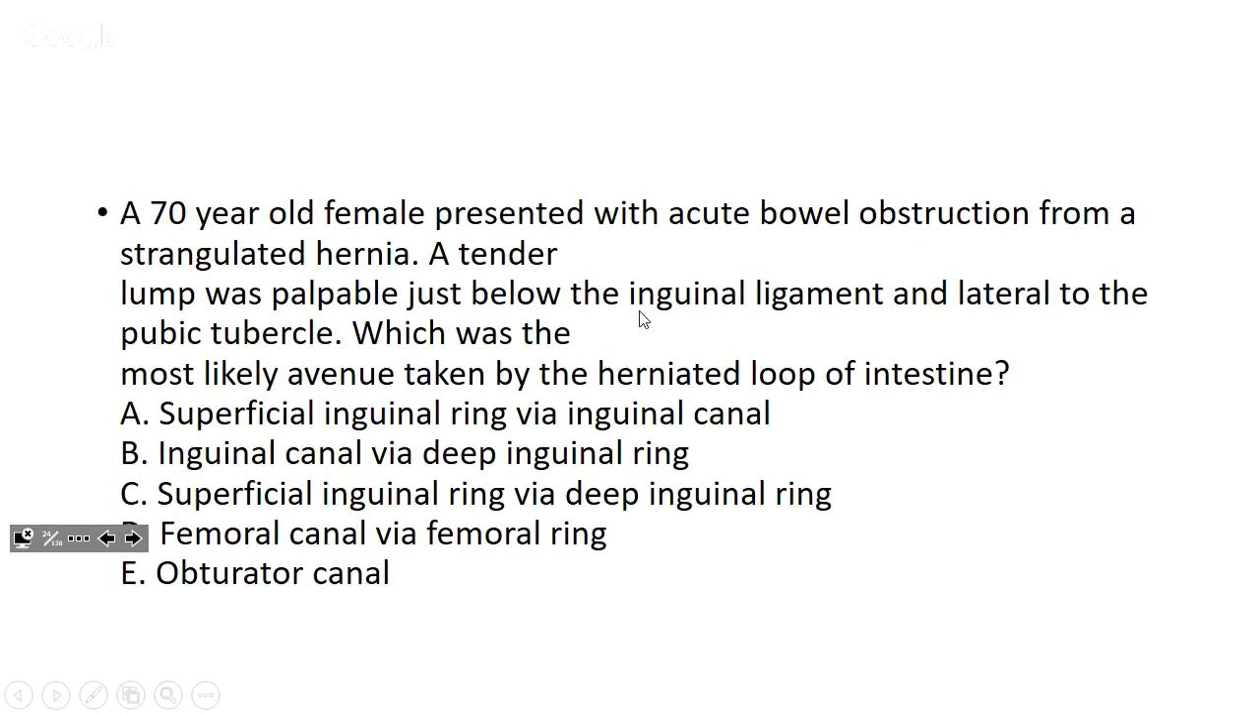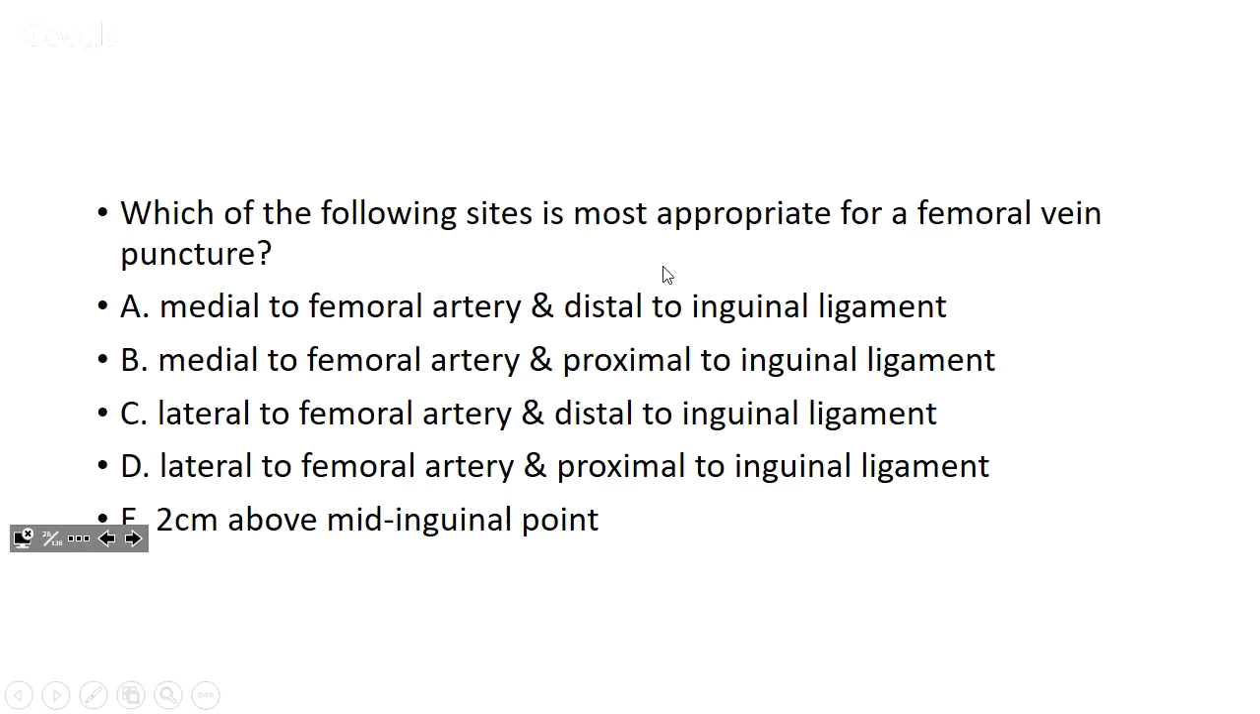So this one is, so when you say below the inguinal ligament and lateral to the tubercle, that's actually a femoral hernia. And if you remember, femoral hernia is most likely to strangulate because it's got a very tight femoral ring. Yeah. So it's the femoral canal by the femoral ring. And then the site most appropriate for femoral vein puncture. So we were sort of covering that before.